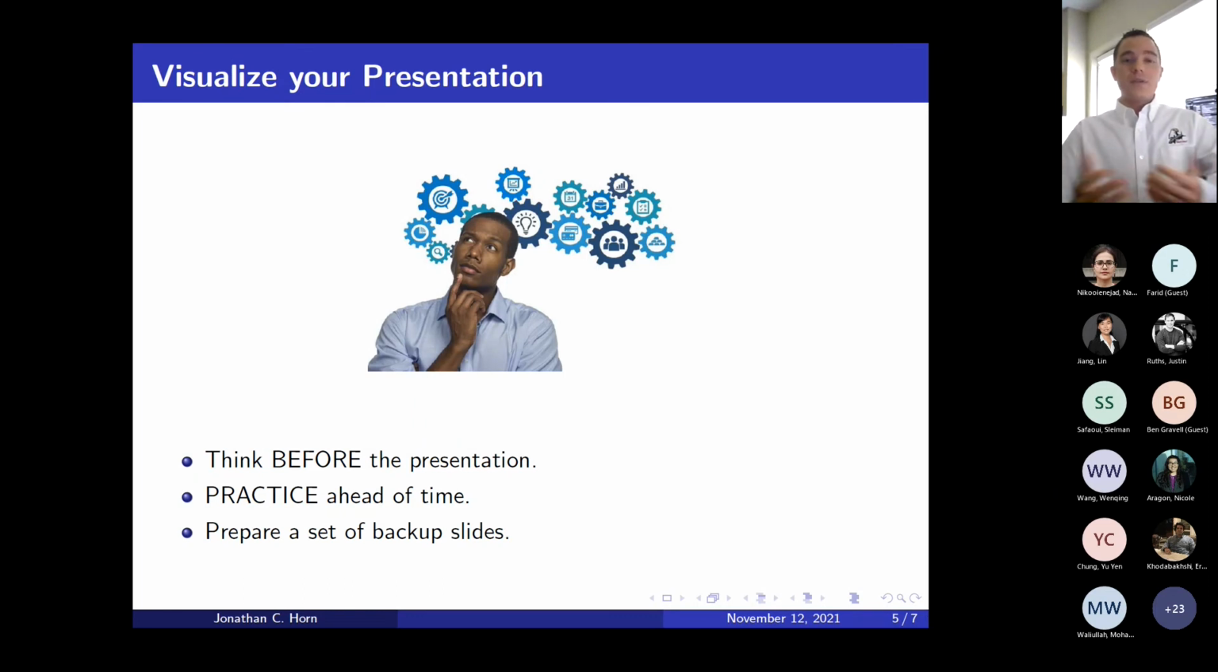And the third thing is prepare a set of backup slides. You never know if you're going to have that one stickler in the audience who asks you that one question that you just didn't have enough time to prepare for. So it's always valuable to have backup slides. These can be slides with copious amounts of mathematics. These can be slides with extra figures that you can refer to in your explanations, or these can be slides with references that you didn't have time to put into your presentation.